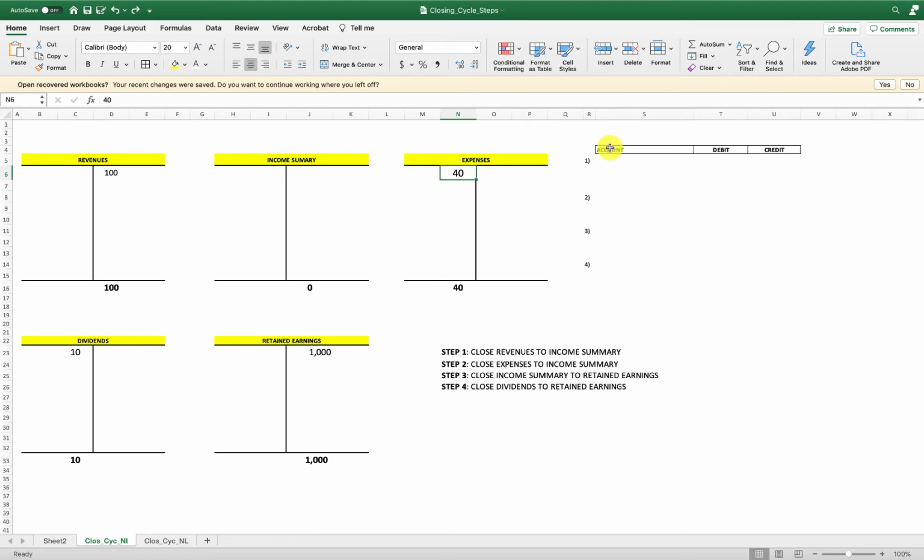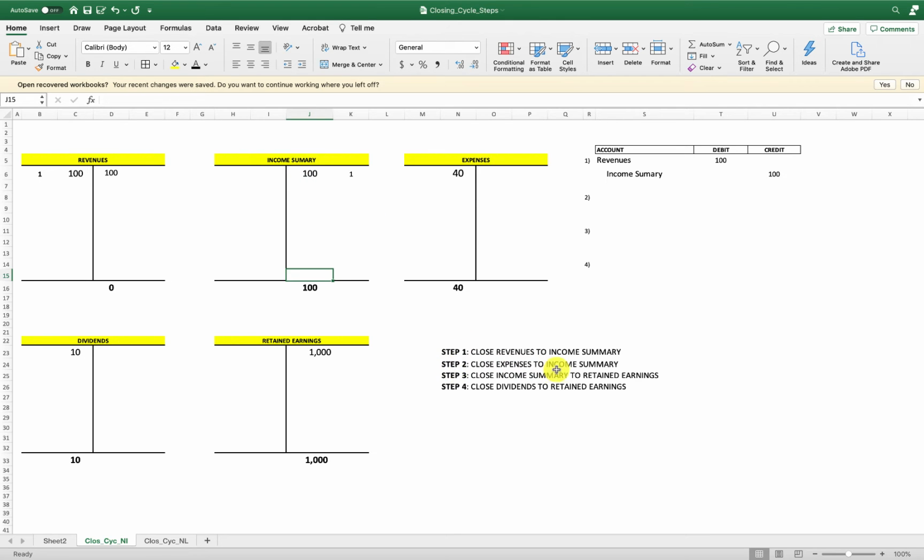So the step one closing entry is going to be debit revenues for 100 and credit income summary for 100. So over here, I'm going to put 1 and I'm going to put 100, right? That's going to make revenue 0. You'll see the 0 here. And then over here, I'm going to put 1 and I'm going to put in 100. All right? So there we go. That's the first step. So we close out revenues. So step one, revenues are now 0, and we moved it to income summary.